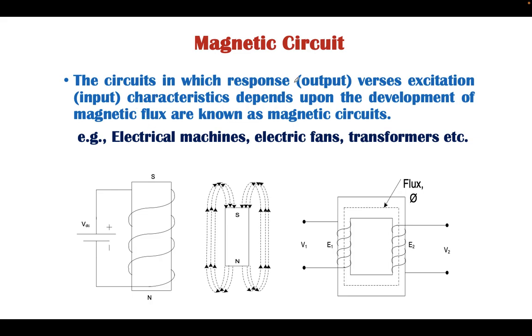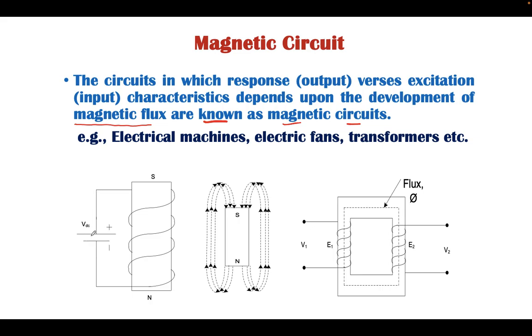A circuit in which the response versus excitation characteristics depend upon the development of magnetic flux is known as a magnetic circuit. Similarly, in an electrical circuit, when we apply some potential through some source, then current will flow in the circuit. In a magnetic circuit, when we are developing some magnetism, there is always a flux. Now, magnetism can be considered as a permanent magnet and a temporary magnet. In case of an electrical system, the magnet is a temporary magnet.